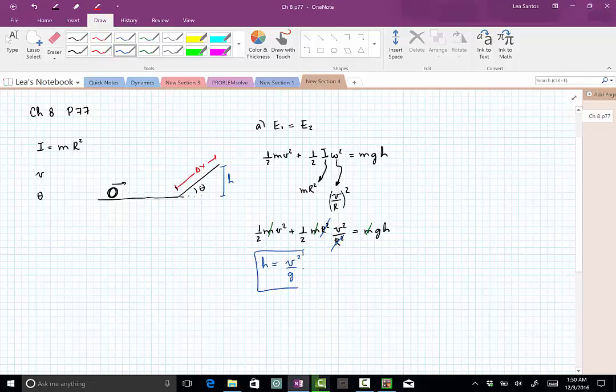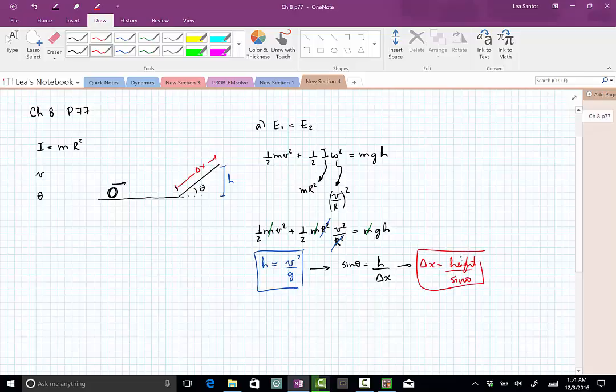Remember, this is not the answer of the problem. We still need to find delta x. So how are we going to do that? We use that triangle. We know that the sine of that angle is the opposite, the height, divided by the hypotenuse, which is that whole delta x. So from here, we can find our delta x, which is just equal to that height divided by the sine of theta.